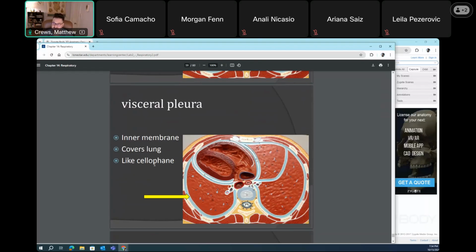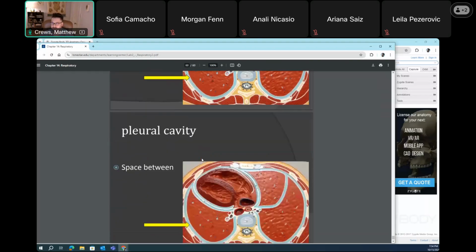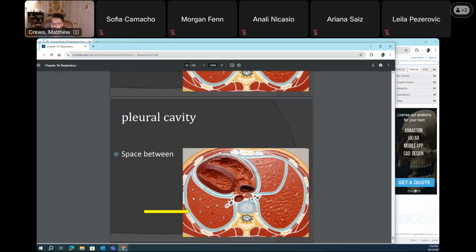They cover the lungs, and it's literally like cellophane. It's very sticky and really hard to dissect off. The space between them is called the pleural cavity. A cavity is just the absence of something. There's fluid between that. If there's too much fluid, it could be a pleural effusion.